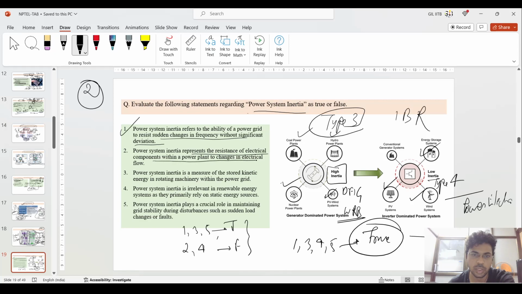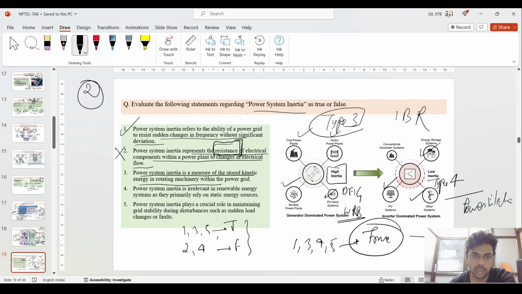Coming to the second part, the power system inertia represents the resistance of the electrical component within a power plant to changes in the electrical network. Actually, that is false. Why false? Because it represents the resistance of the electrical component, that is not true. It is not resistance.